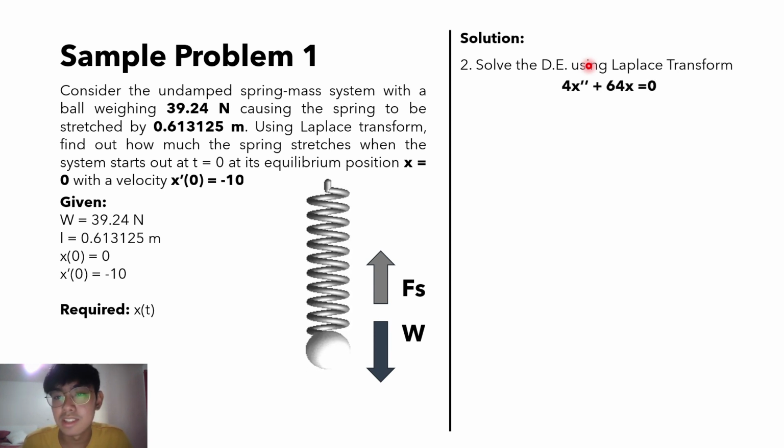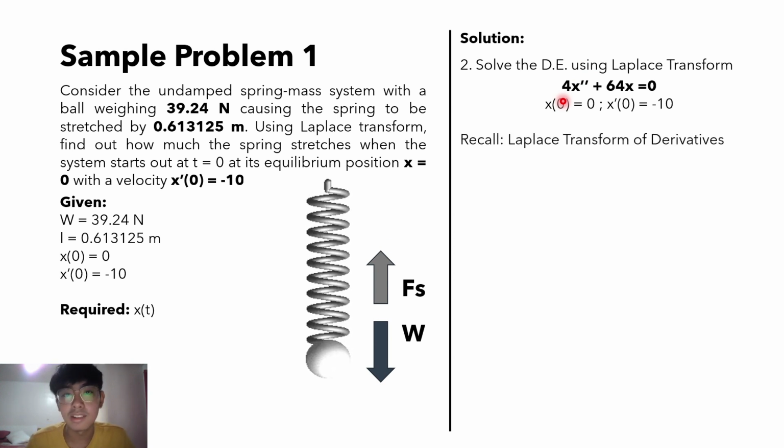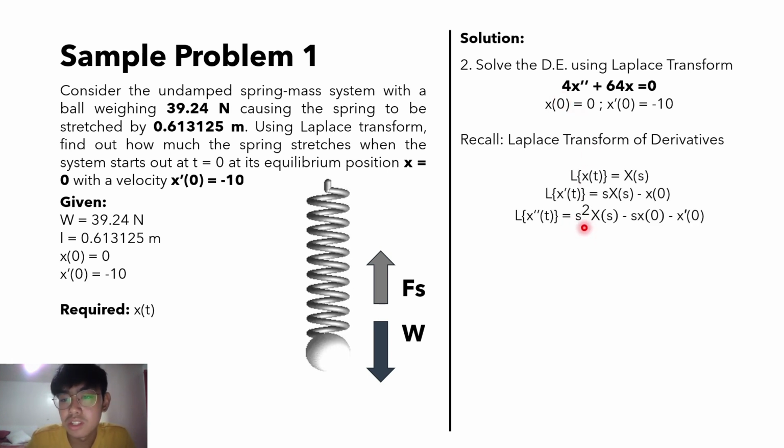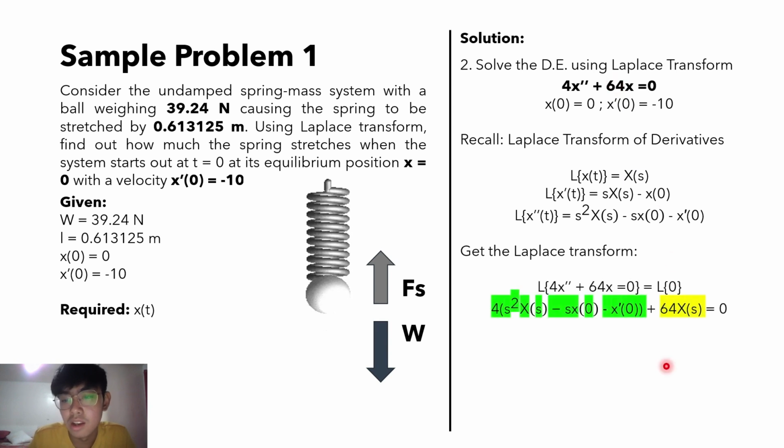So this is our differential equation, and these are our conditions. Again, at equilibrium position, we're going to assume that x is equal to 0, and our initial velocity is equal to -10. So recall the Laplace transform of derivatives. Here it is. We're going to substitute this into this, and this into this. So getting the Laplace transform, I highlighted it.